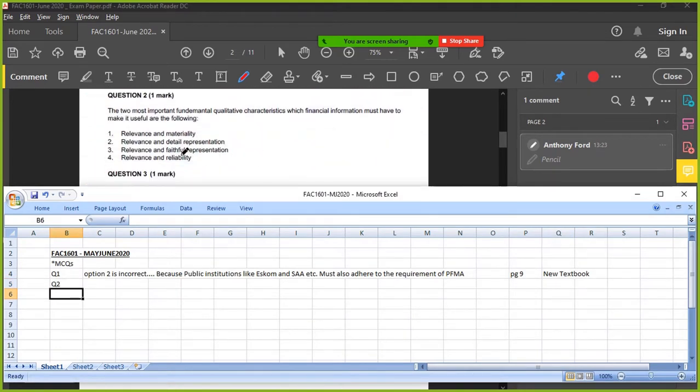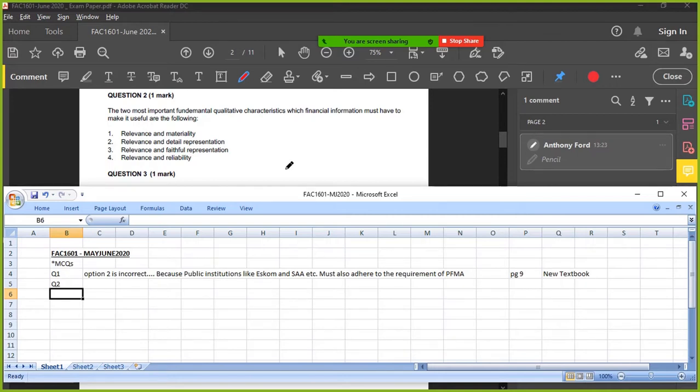Okay, so number 2: the 2 most important fundamental qualitative characteristics which financial information must have to make it useful are the following. Okay, this is looking at qualitative characteristics, something that they've outlined again in your textbook. Okay, relevance, definitely. Obviously materiality, not really. Detail representation, no. Faithful representation, yes. It's either between 3 and 4.